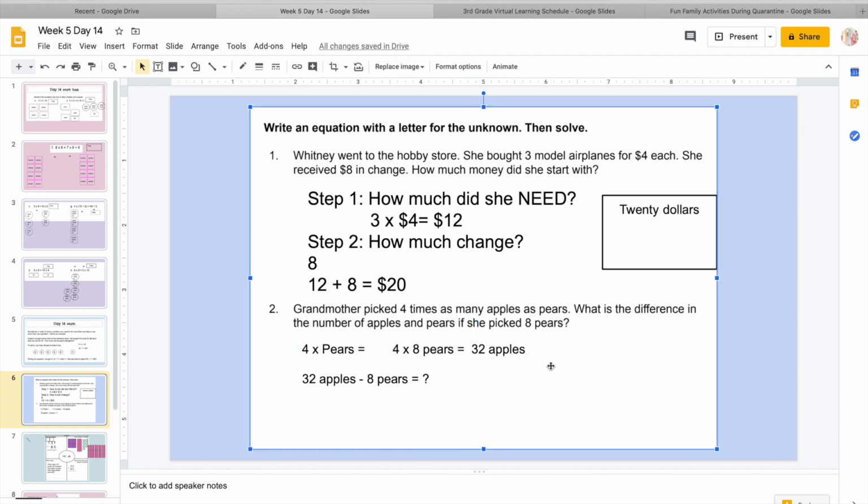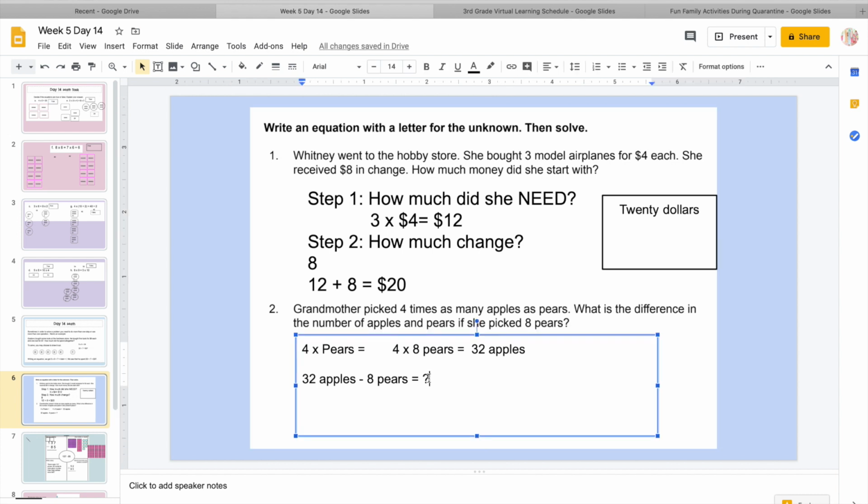She picked 8 pears. So 32 minus 8, if I put 32 in my head and subtract 8, 31, 30, 29, 28, 27, 26, 25. She picked 24 apples. That would be the difference.